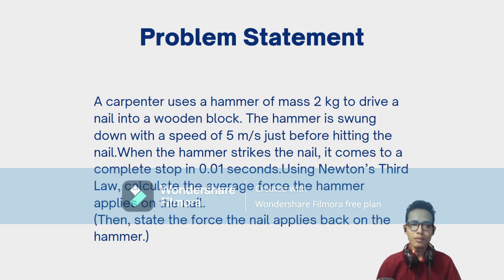For the problem statement, a carpenter uses a hammer of mass 2 kg to drive a nail into a wooden block. The hammer is swung down with a speed of 5 meters per second just before hitting the nail. When the hammer strikes the nail, it comes to a complete stop in 0.01 seconds. Using Newton's third law of motion, calculate the average force the hammer applies on the nail. Then, we have to state the force the nail applies back on the hammer.